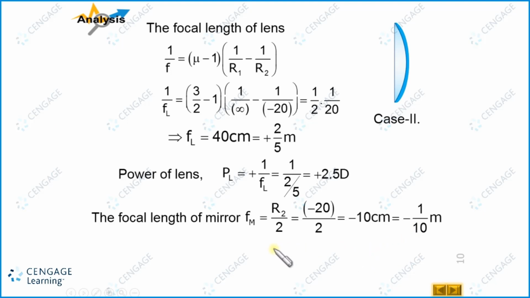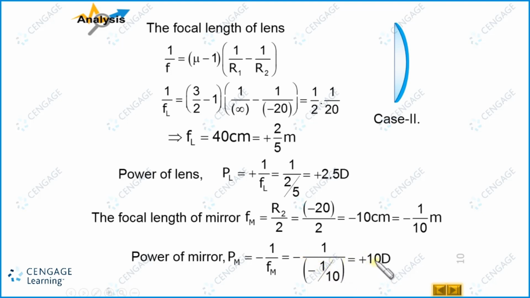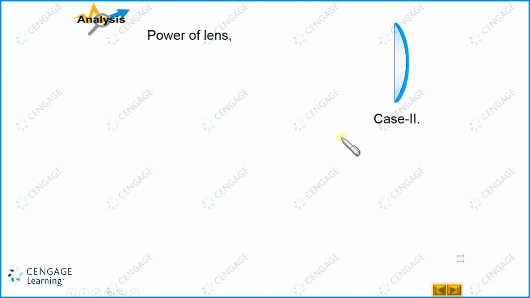Now we know the formula for the power of the mirror, that is Pm equals minus 1 upon focal length, and the focal length equals 1 by 10 meter with negative sign. So we can calculate from this formula the power, that will be with the positive sign, 10 diopter. Now we can write this power and this power on the next page. This is the power of the lens, 2.5. This is the power of the mirror, that is 10 diopter.